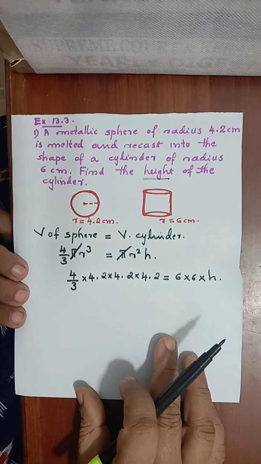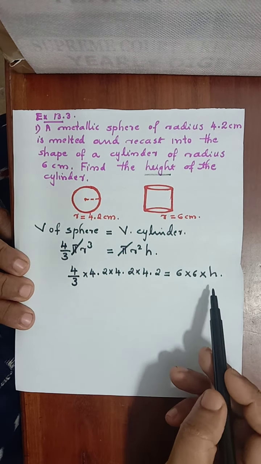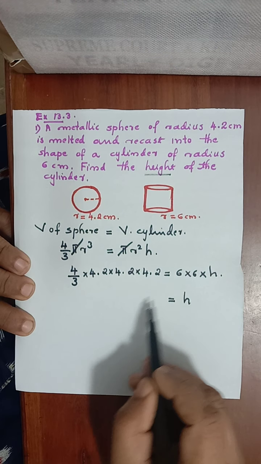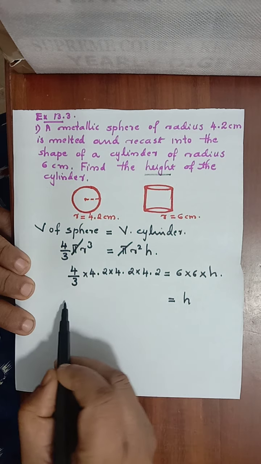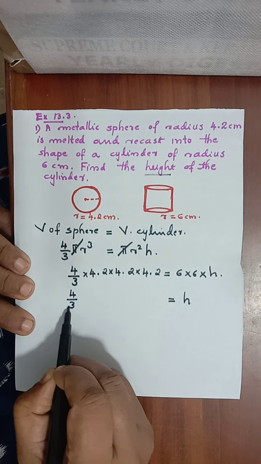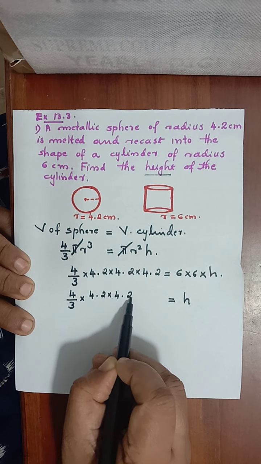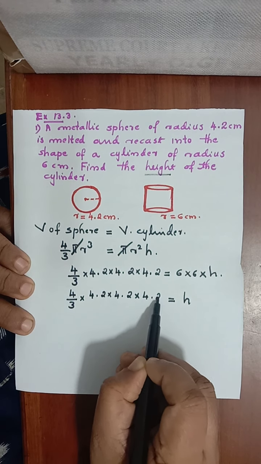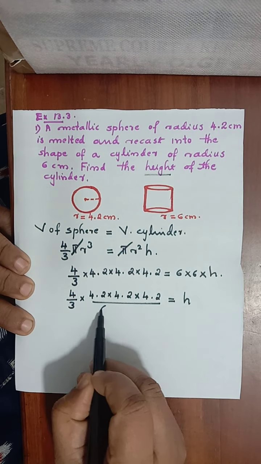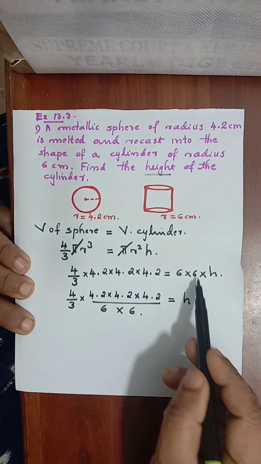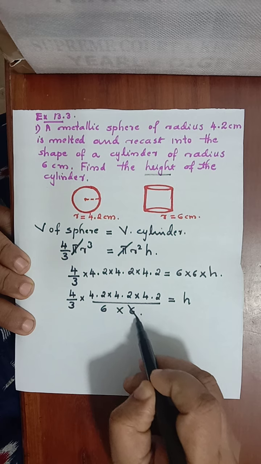So let us do how it is. We'll keep h as it is. Remove all 6 to the other side, into 6 as divide by 6. Let us see: 4 by 3 into 4.2 into 4.2 into 4.2, divided by 6 comes in the denominator. This is how we can write. Multiplication becomes division on the other side.